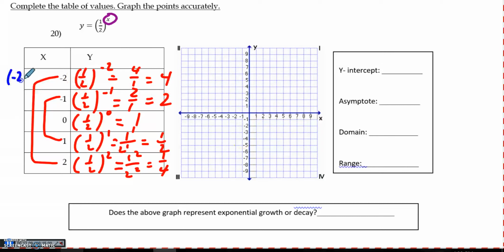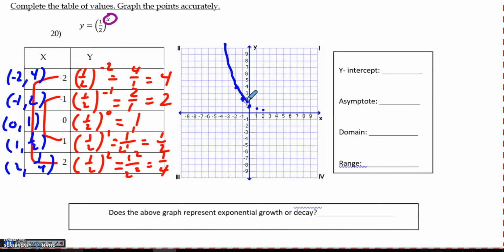You really have, for instance, -2, 4 as a point, and then plug in -1, getting out 2, plugging in 0, getting out 1, plugging in 1, getting out 1/2, plugging in 2, and getting 1/4 out, or 0.25. So -2, 4 is here, -1, 2, 0, 1, 1, 1/2, and then 2, 0.25. So my graph is going to come down. You might remember the word asymptote, which means you're getting really close to something. So it looks like this graph is getting really close to 0, but not touching it.